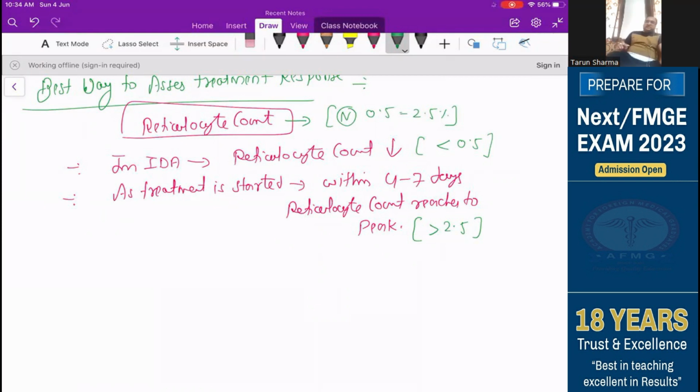Nowadays one more parameter is becoming more popular in the market, that is called reticulocyte hemoglobin concentration.